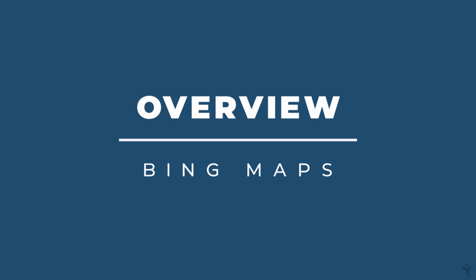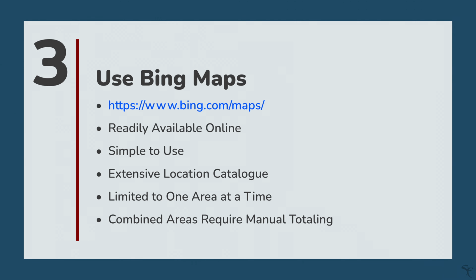Using Bing Maps to determine square footage and area. Again, this method is similar to Google Maps. It's readily available online, it's simple to use, it has an extensive location catalog. It also has the same limitations, where you're going to be limited to only doing one area at a time, and you can't combine multiple captures automatically to give you numerical totals of the area and space that you're working with.